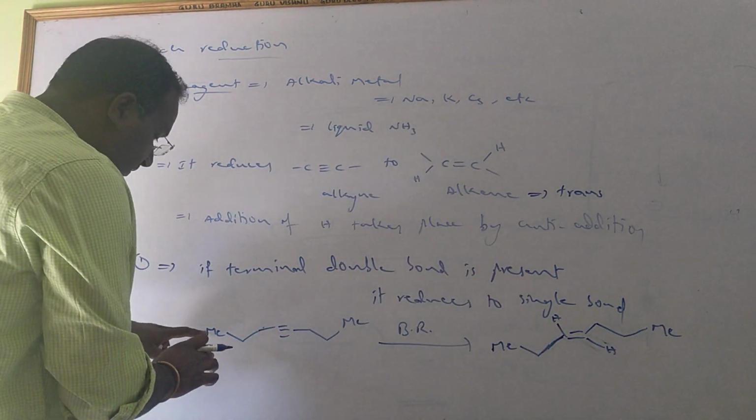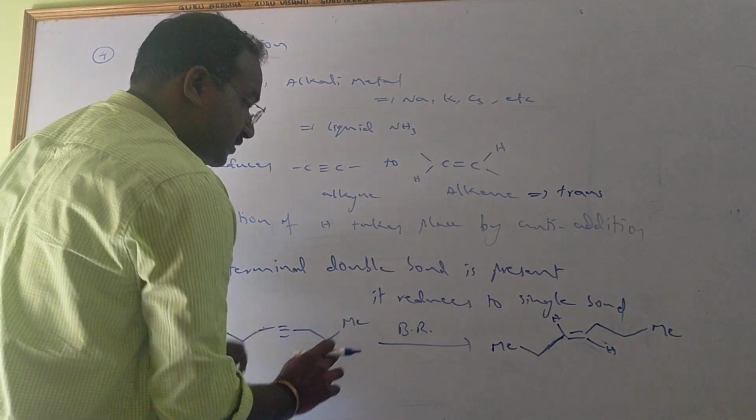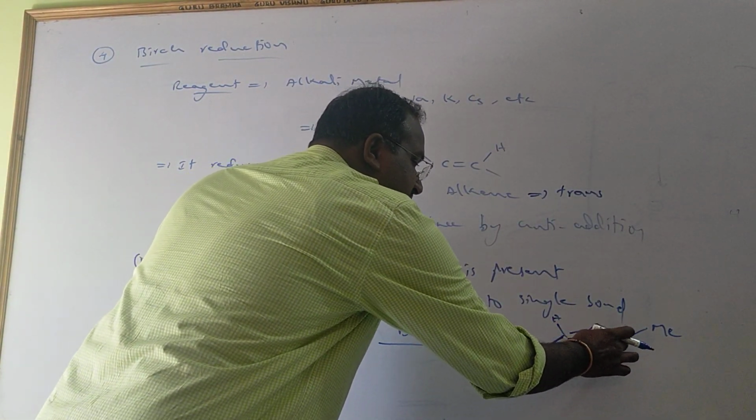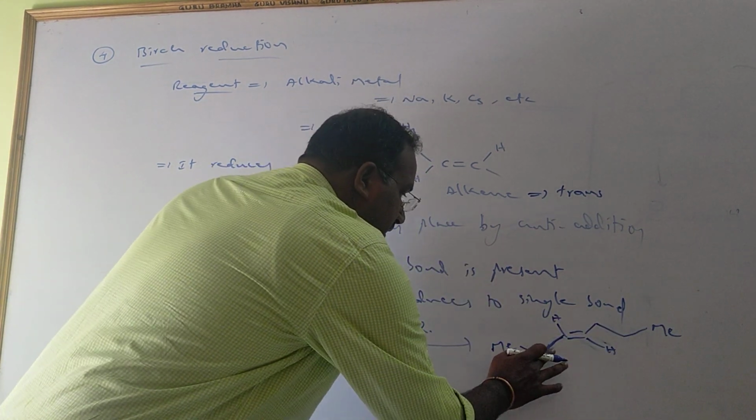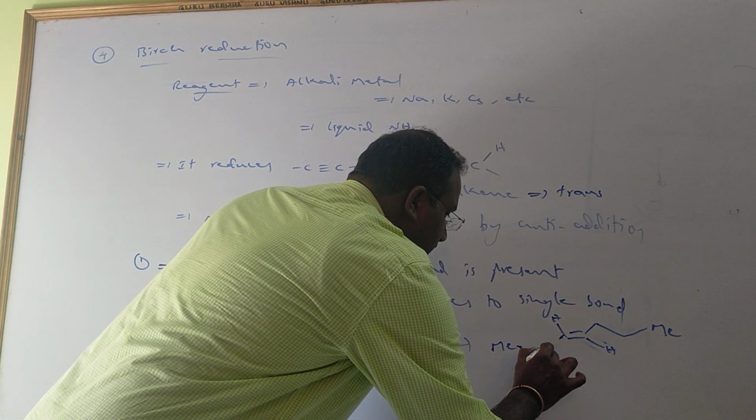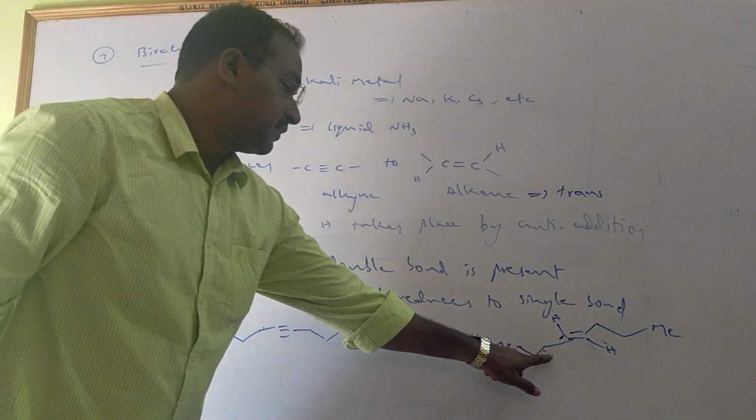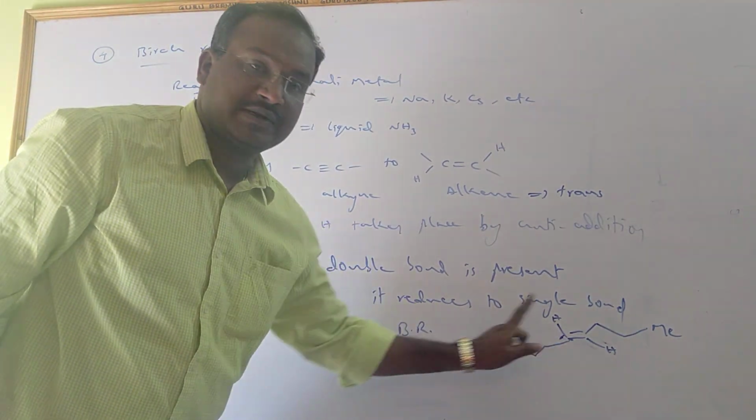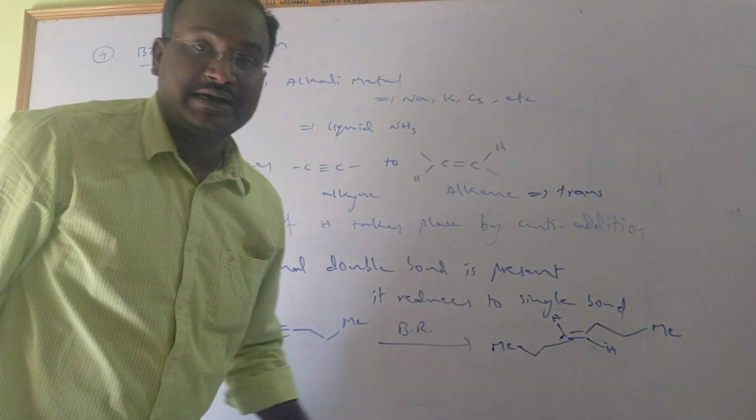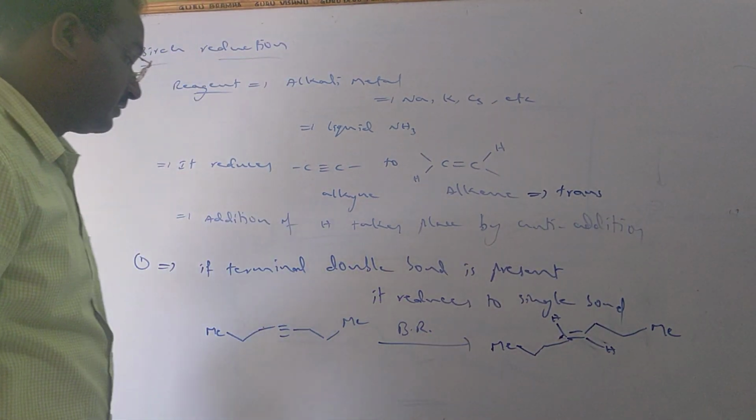Let me calculate the carbon number. 1, 2, 3, 4, 5, 6, 7, 8. 1, 2, 3, 4, 5, 6, 7. So we have one last carbon here. So 1, 2, 3. The double bond will be formed, anti-addition takes place. Triple bond converting to double bond, hydrogens adding by anti-addition. It is the trans alkene.